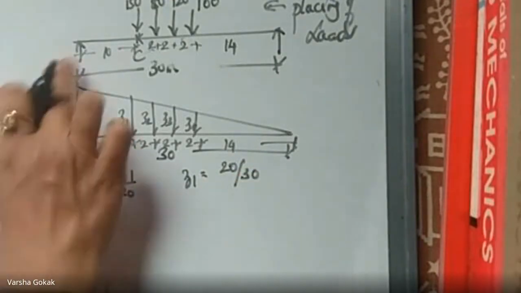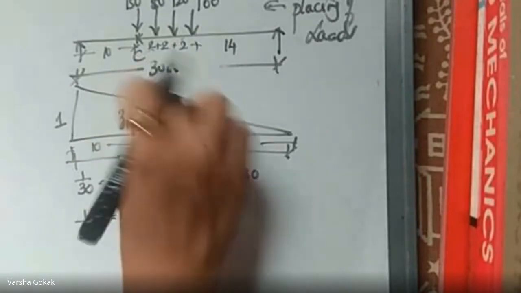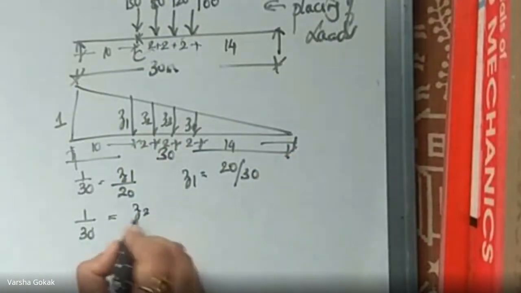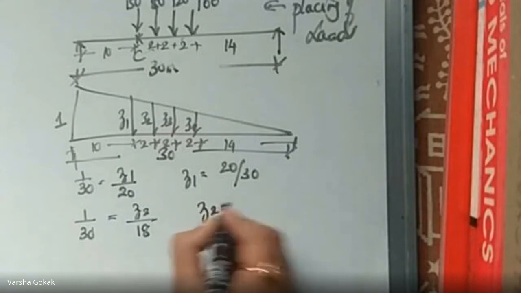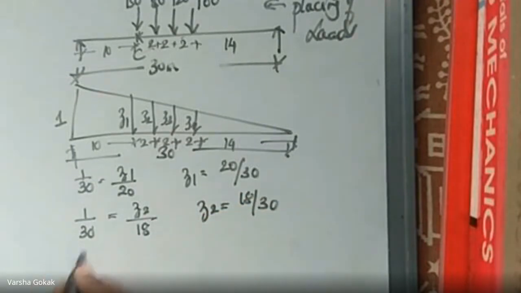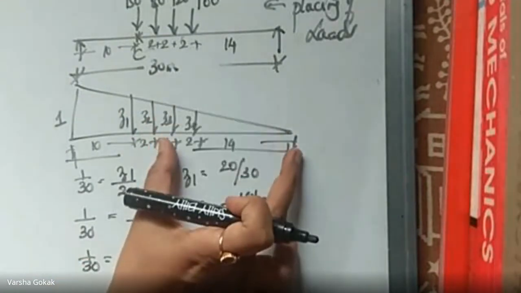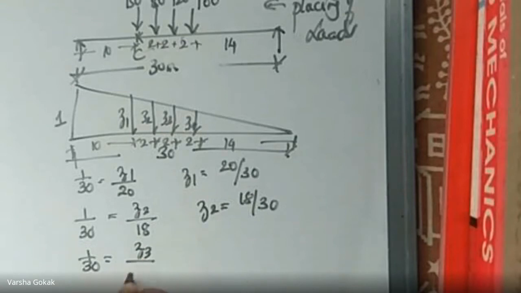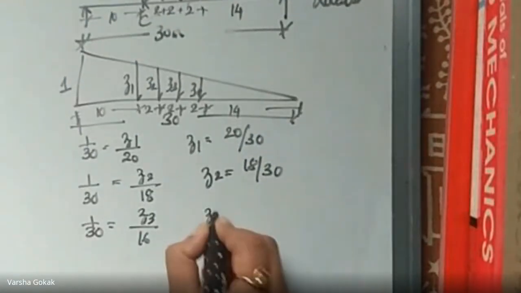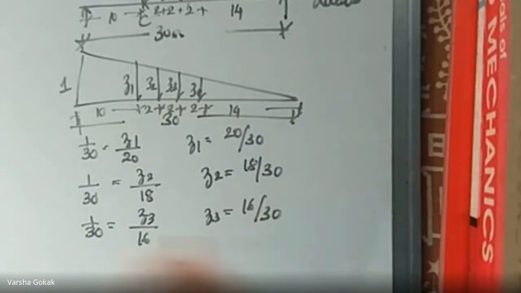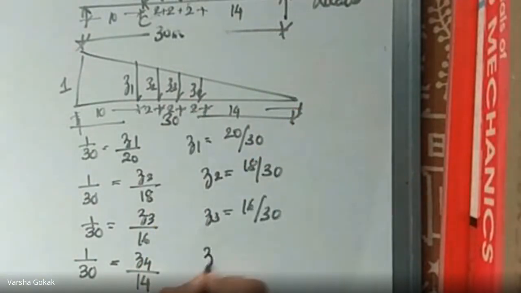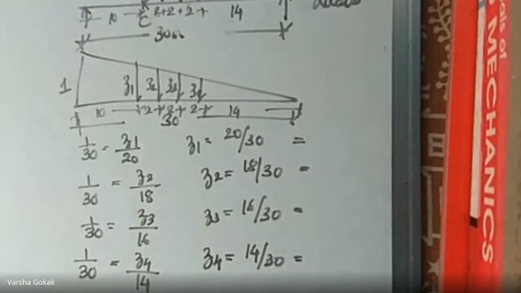Next, 1 divided by 30 is equal to Z2 divided by this distance. That is 14 plus 4, 18. So Z2 is going to be 18 by 30. Third one, 1 divided by 30 is equal to Z3 divided by 14 plus 2, which is 16. So Z3 is going to be 16 divided by 30. And the last one, 1 divided by 30 is equal to Z4 divided by 14. So Z4 is going to be 14 divided by 30. Get me these values, please.